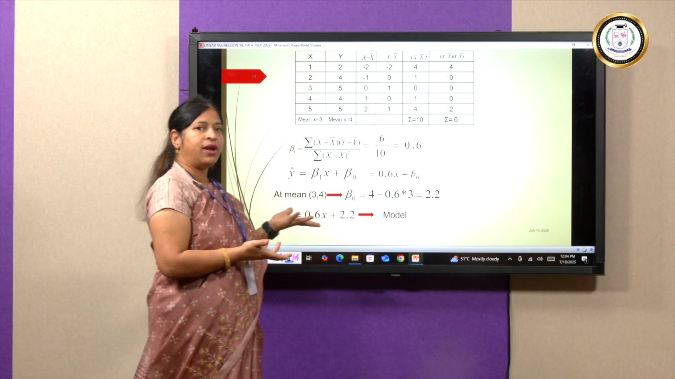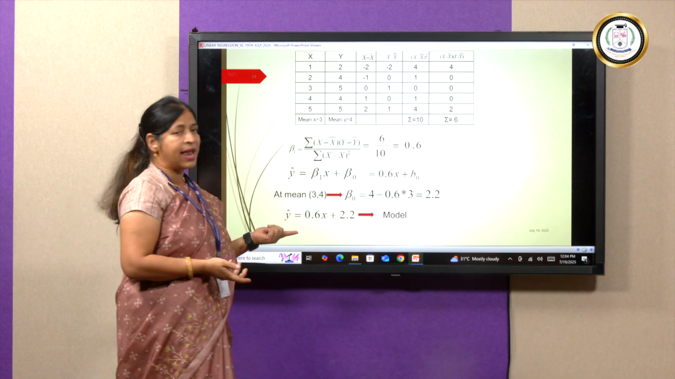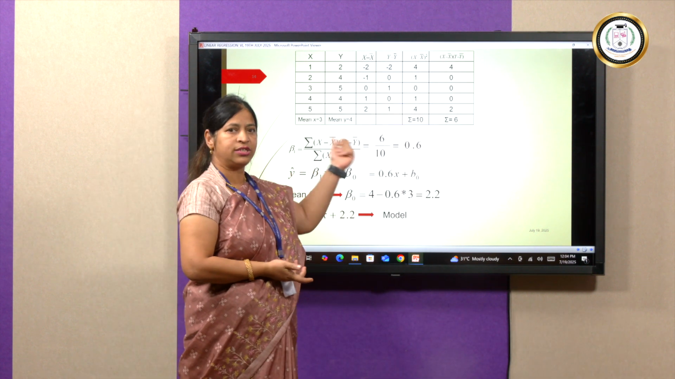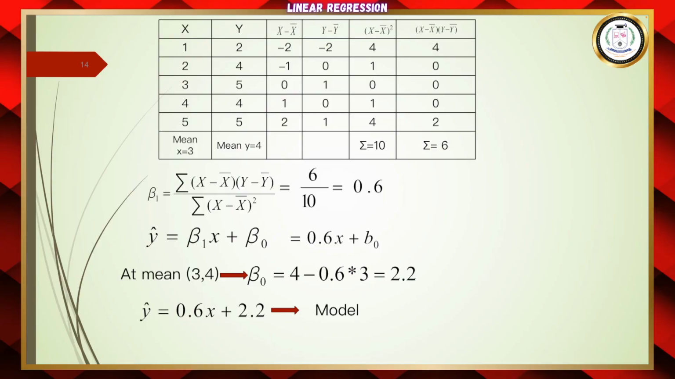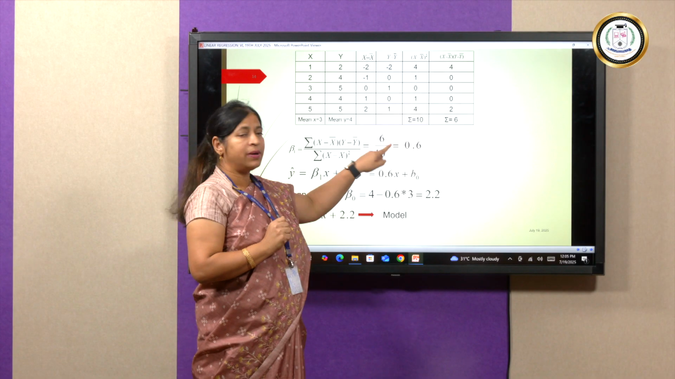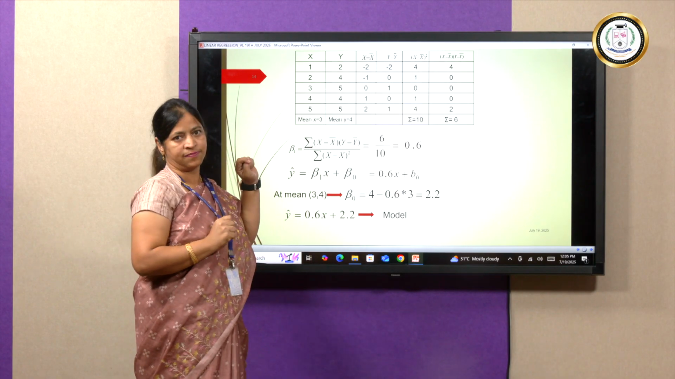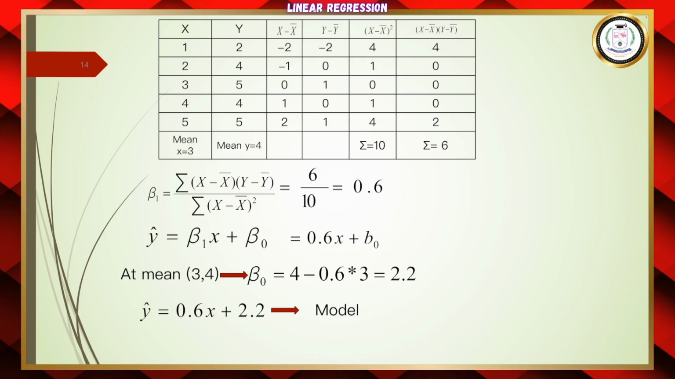What is the equation for a line? y is equal to beta 1 x plus beta naught. Beta 1, the slope value, we had already calculated, and you are going to find the intercept by substituting the appropriate values. So y predicted is equal to beta 1, which is 0.6, multiplied by x, which is the mean of x, 3, plus beta naught. If you substitute all the values, you will come up with beta naught as 2.2.